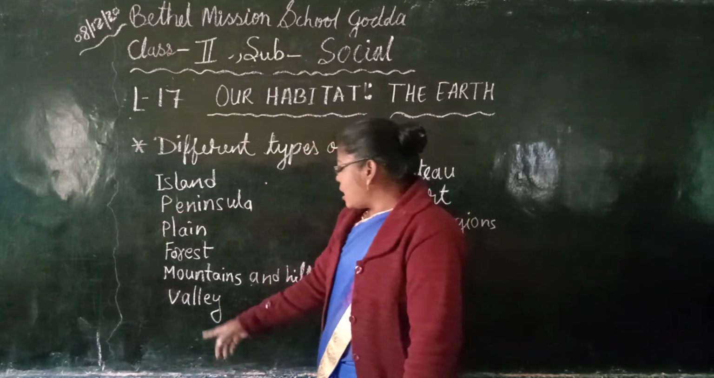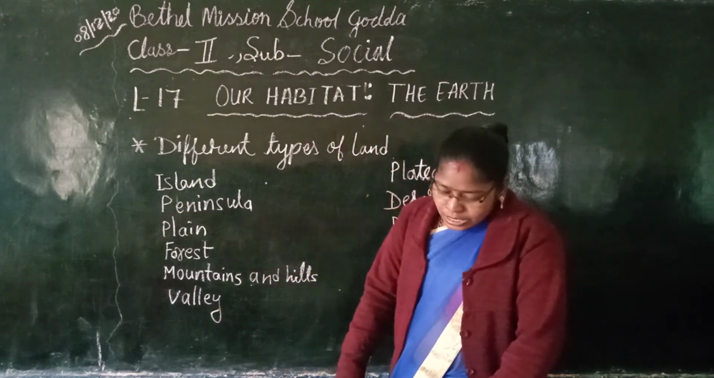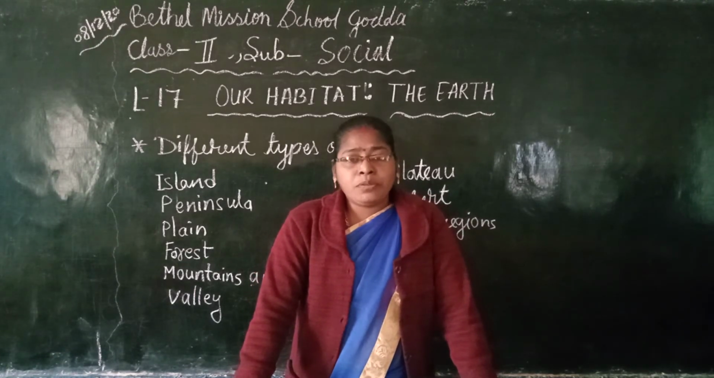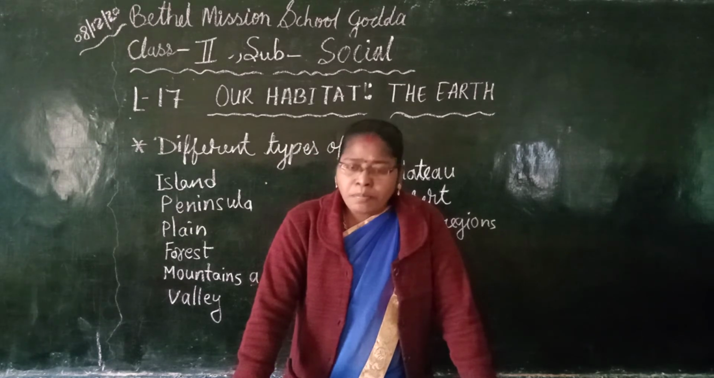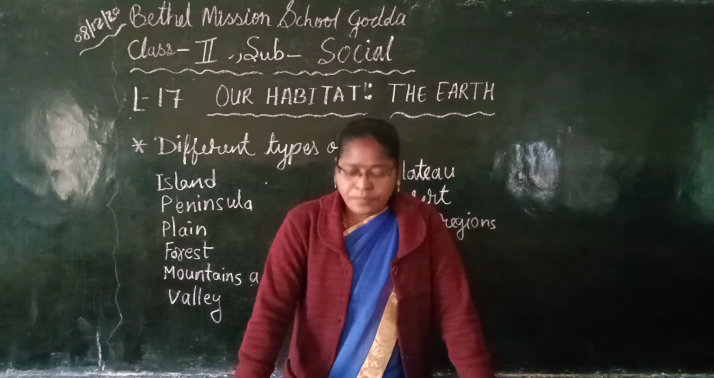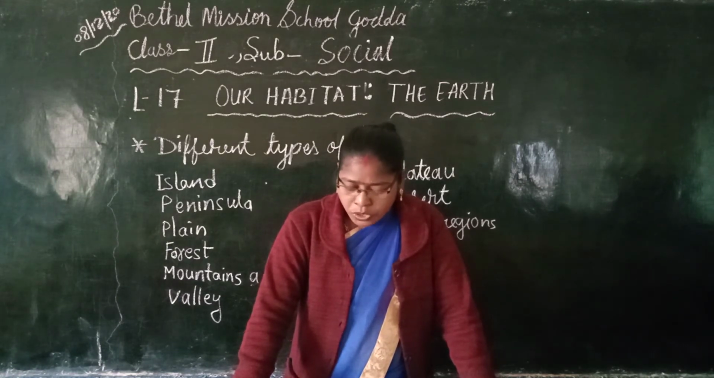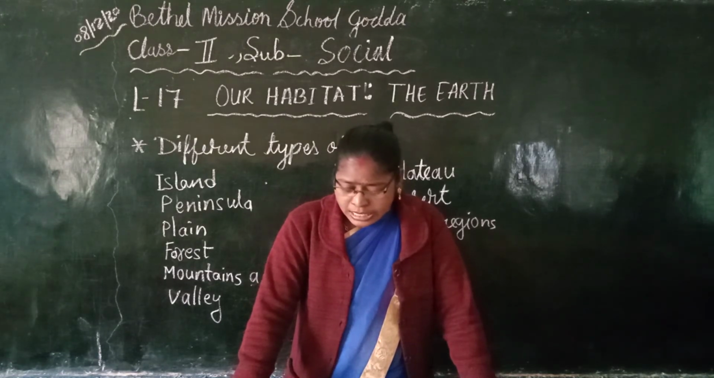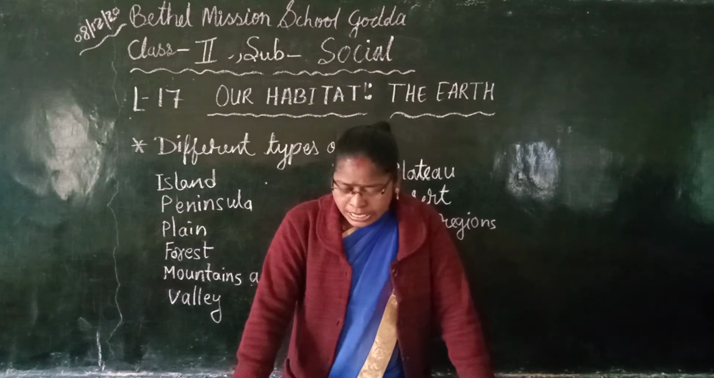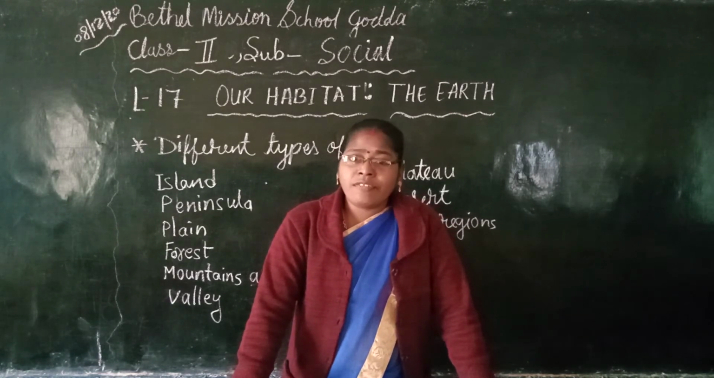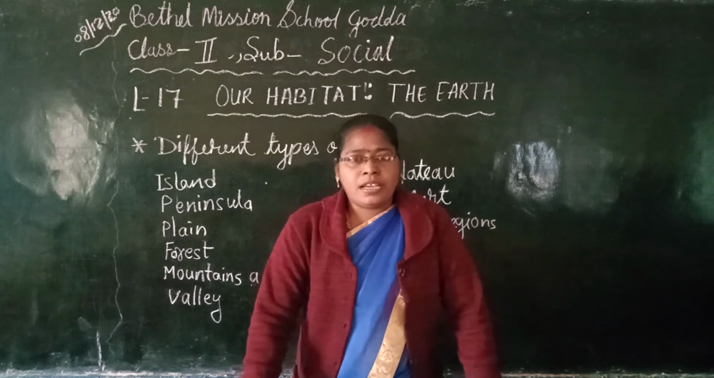Now next is valley. The low land between two mountains or hills is called a valley, and the land in the river valley is very fertile.